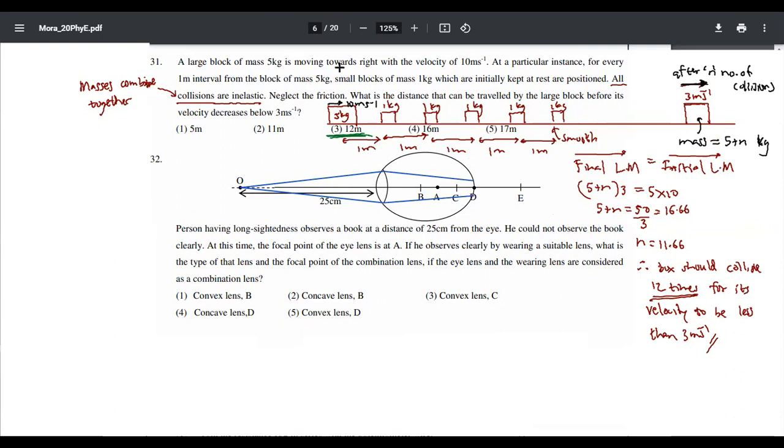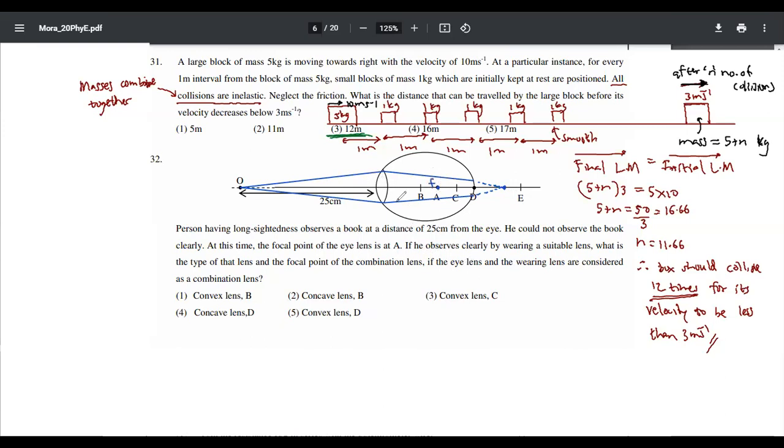Light rays will get focused behind the retina, like this. Somewhat behind the retina. This is what's happening if he or she doesn't wear the specs. All right, fine. Now, what is the question? At this time, the focal point of the eye lens is A. Right, this is the focal point.